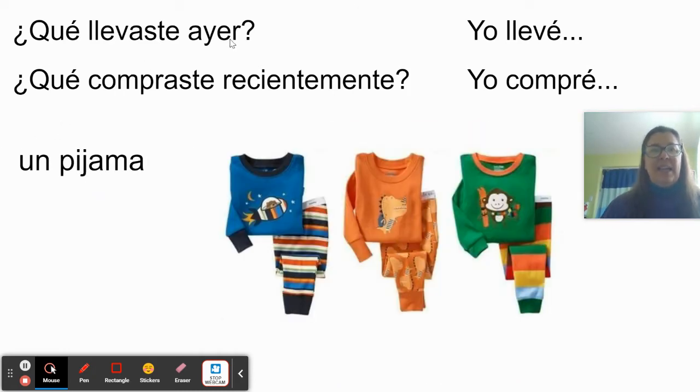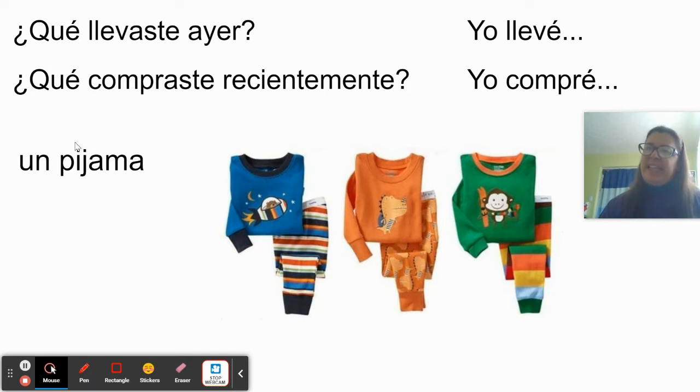¿Qué llevaste ayer? You know, we're in a pandemic. We're studying. Some people wear PJs all day, every day. So it makes sense to say, I wore PJs yesterday or pajamas yesterday. Some people are like, no, I'm trying to separate this pandemic situation, my daytime versus my nighttime. So I wore PJs last night. Last night, anoche. PJs is the short English term for pajamas. So, yo llevé un pijama anoche.